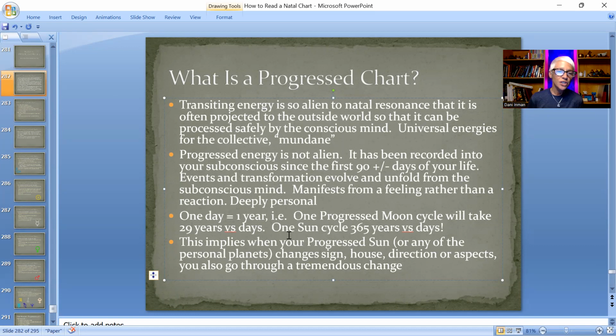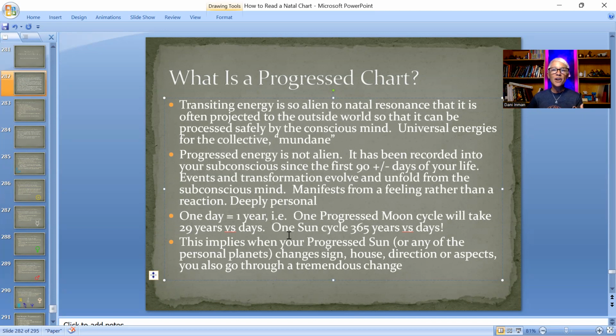So essentially the way a progress chart works is that one day equals one year. So in other words, one progressed moon cycle will take 29 years versus 29 days, and one sun cycle takes 365 years versus days. Now, the moon is the only one that will repeat its cycle two to three times in the average person's lifespan. I am on my second lunar cycle, and I started at the progressed new moon phase of it, and I've walked myself up to now, and I've looked a little bit in the future, and it's quite profound.